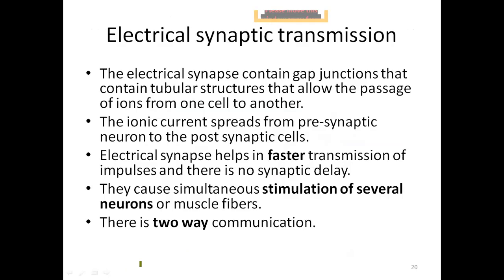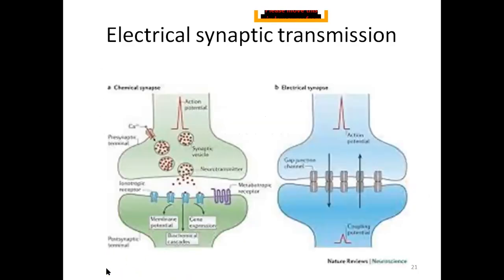Now, regarding the electrical synapse, as I have told you already, they have tubular protein structures that are present here, and they have a direct contact between the pre and postsynaptic membrane. Because of that, there is faster conduction in case of electrical synapse, and there is group stimulation of the neurons or the muscle fibers due to the physical contact, and there is two-way communication here. It is not the case in the chemical synapse. So all this will help you to differentiate between electrical and chemical synapse.